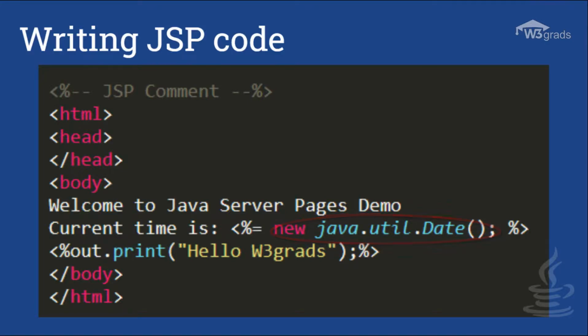In the next line, we again have a scriptlet. Here, the out.print statement will print hello W3 grads on the browser. So, this is how we write code for Java Server Pages.